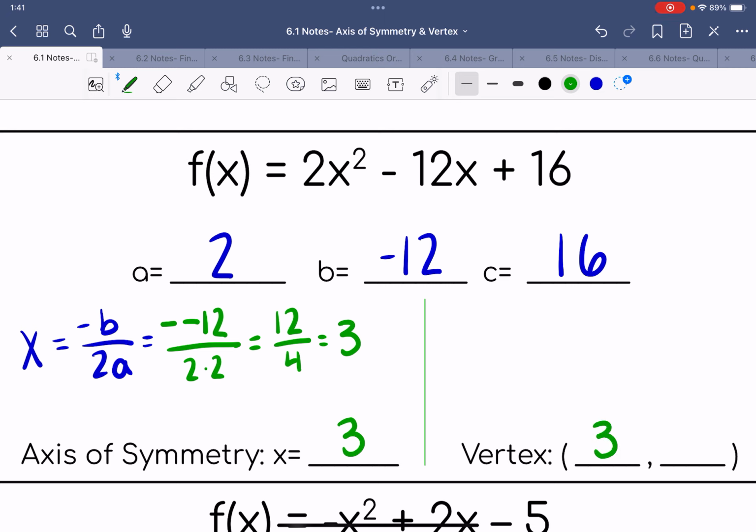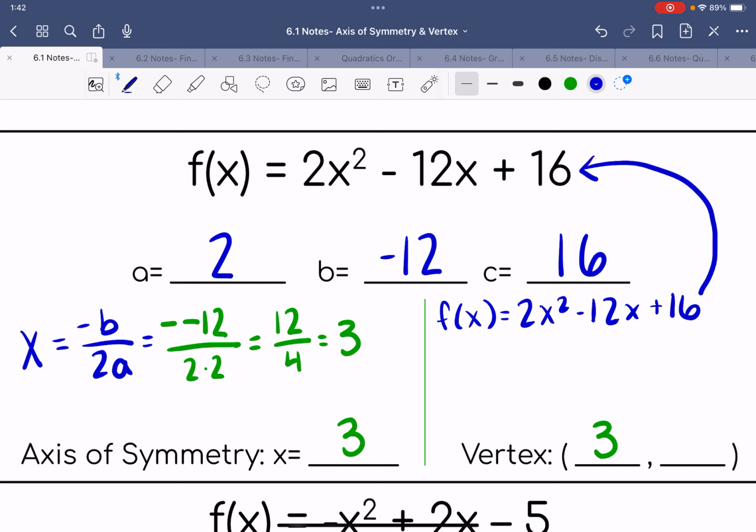Okay, to find the y value of my vertex, I'm going to plug in that 3 for x. So I'm going to take my original equation, which is f of x equals 2x squared minus 12x plus 16. You guys can rewrite it, or you can just rewrite it with it plugged in. You don't need to rewrite the formula or the original equation when it's right there. From there, I'm going to plug in 3. So I'm going to be finding f of 3. So that's going to be 2 times 3 squared minus 12 times 3 plus 16.